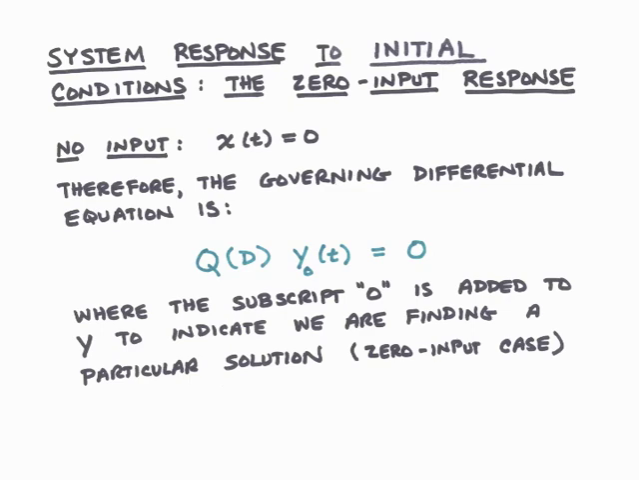Now for the case of the zero input response, the input x of t is 0, and therefore the governing differential equation simplifies. The term on the right-hand side, p of D times x of t, becomes 0, since x of t is 0. So now our differential equation can be written as q of D times y0 of t equals 0. We've added the subscript 0 to indicate that we are finding a particular solution of our system differential equation, the solution where the input is 0.